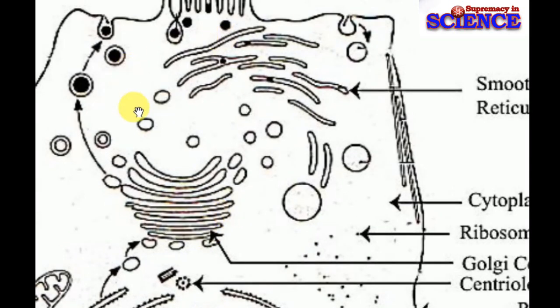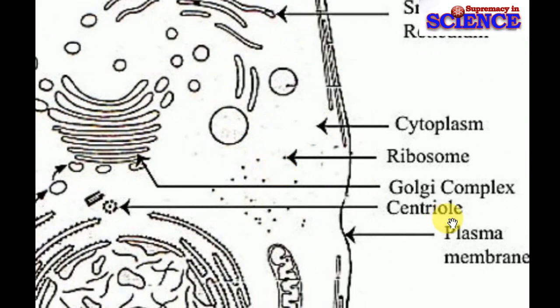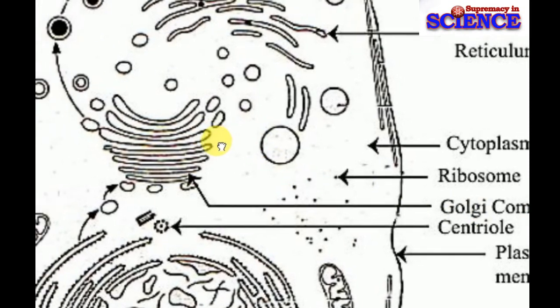Now, what is the structure? You can see it's like sandwich slices arranged one by one. It's a stack of tubules. Near these tubules you can see small circular, spherical structures. We call them vesicles. These vesicles are produced by this stack of tubules. We call them the Golgi complex, or sometimes Golgi bodies. Golgi complex we call this.